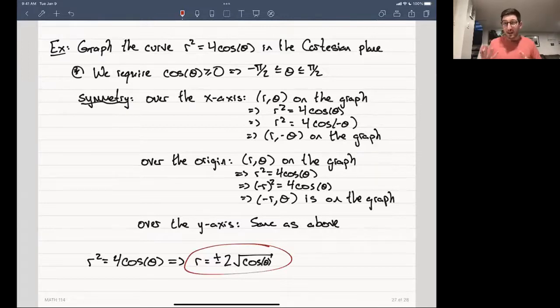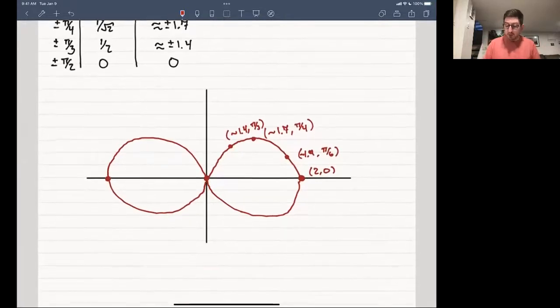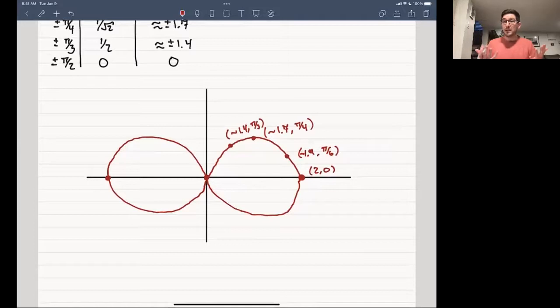So you might have thought, and maybe I did too, that this thing was only going to exist in the right half plane because I was letting theta go between minus pi over 2 and pi over 2. But that square on the r really complicates things, and it mirrors me into the second and third quadrants of the Cartesian plane here. All right, let's do one last example here.